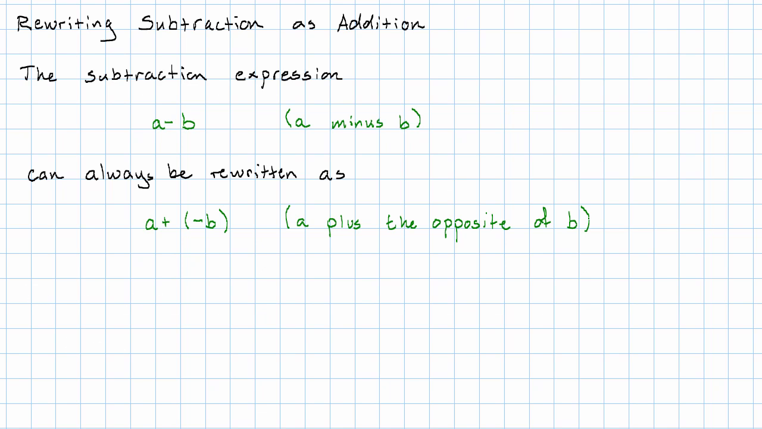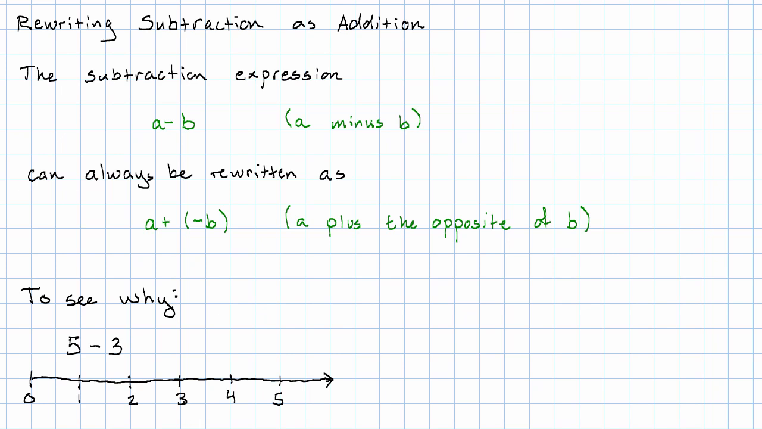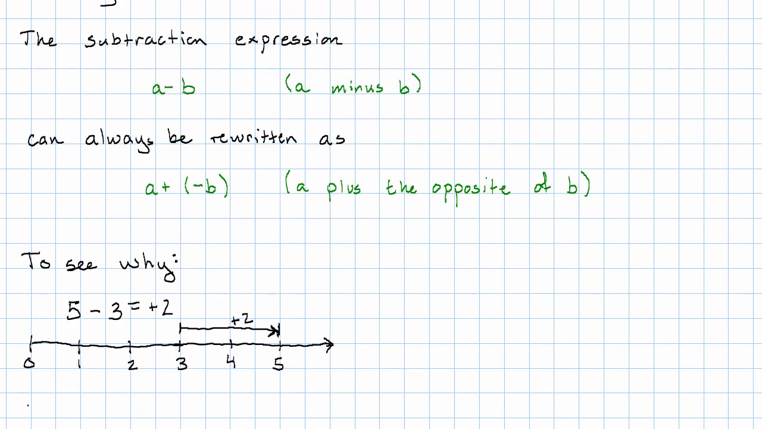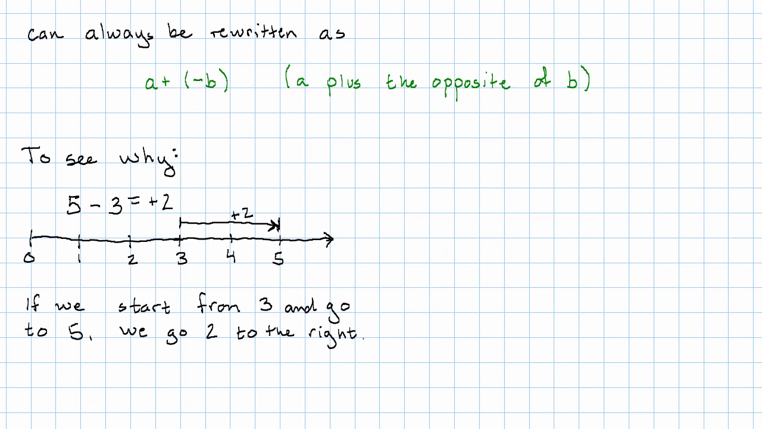Here's a picture of 5 minus 3. 5 minus 3 represents the directed distance from 3 to 5. When we say that 5 minus 3 is positive 2, we mean if we start from 3 and go to 5, that means that we go 2 to the right.